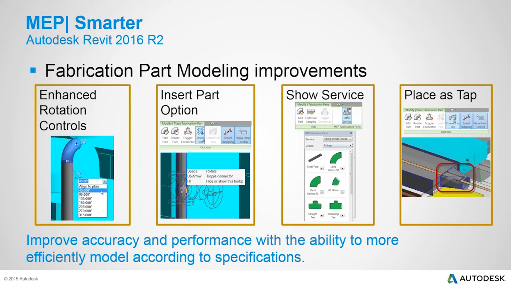When using fabrication parts in Revit, you can now place fittings on the side of rectangular ducts, such as square or round fittings, using the tap placement tool. Once the tap has been placed, it can be positioned anywhere on the duct surface, and this improves accuracy with the ability to model taps to the side of a duct according to the specifications to meet fabrication requirements. So that should help a great deal.